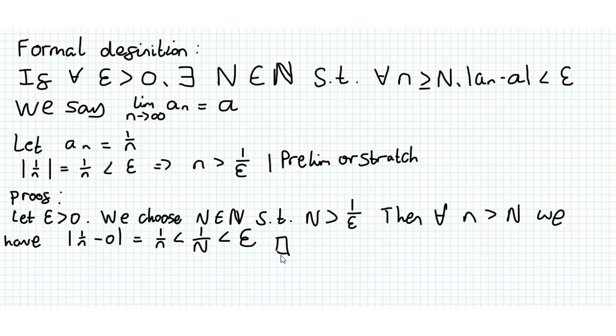So hopefully you can see from this example, you have to do some sort of preliminary work, which is usually a little bit more difficult than this example. This is a very simple example, so we'll do another one in the next video. So you have to find this big N, and the choice of big N is going to depend on epsilon, because we're trying to prove that it works for all epsilon.